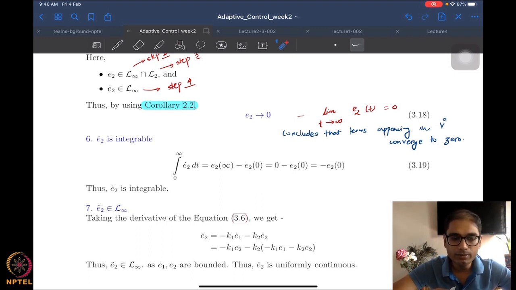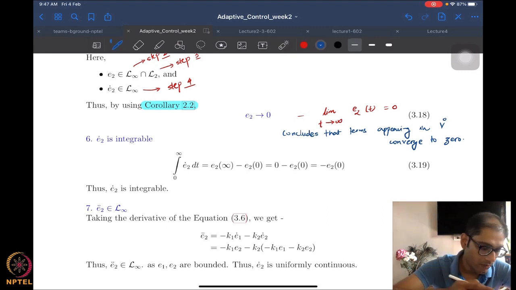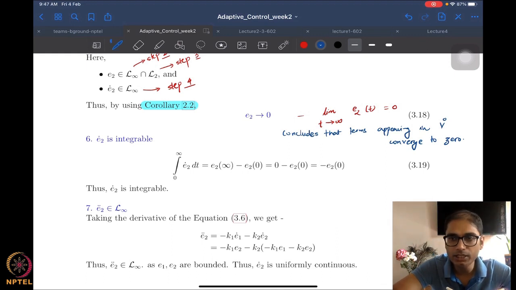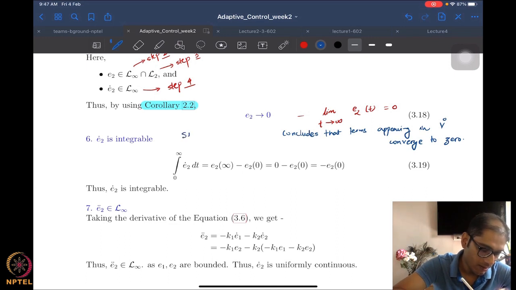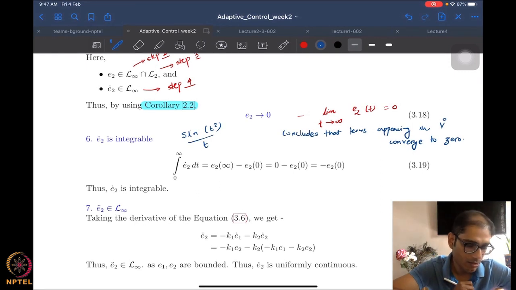Yeah, we know that E2 converging to 0 does not necessarily mean that the derivative of E2 is going to go to a constant. It may not even have a limit. We looked at several examples. It's rather easy to construct such examples, something like, for example, sine t squared divided by t. This quantity has a limit as t goes to infinity. So this was the example.